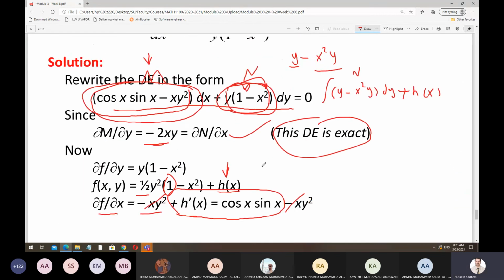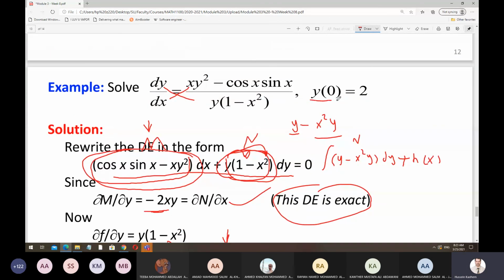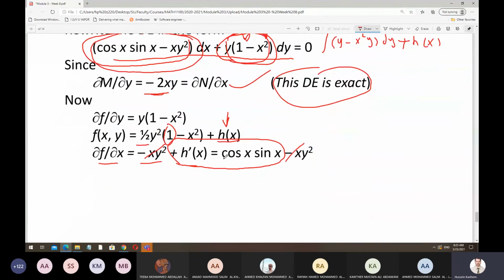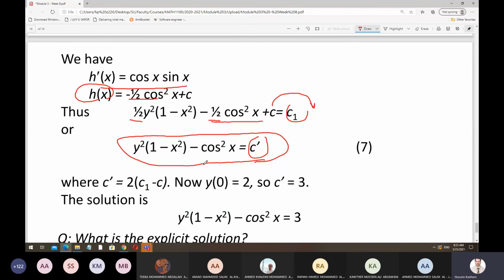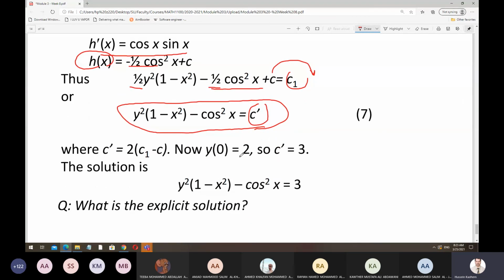Now he told me in the question, he gave me an initial condition. He told me when x is 0, y is 2. Great. This means I can find c. I will come here. X is 0. Wherever there is x, I substitute 0, and wherever there is y, I substitute 2, it will be 4. Simplify. We found c dash equals 3. I go back to substitute here. This is the final shape.